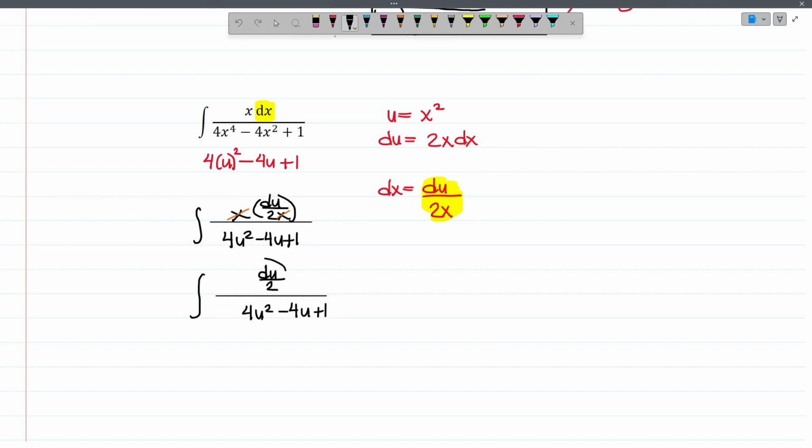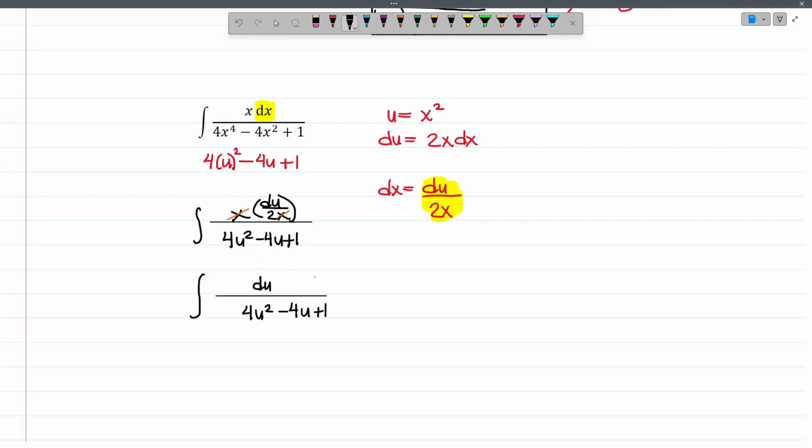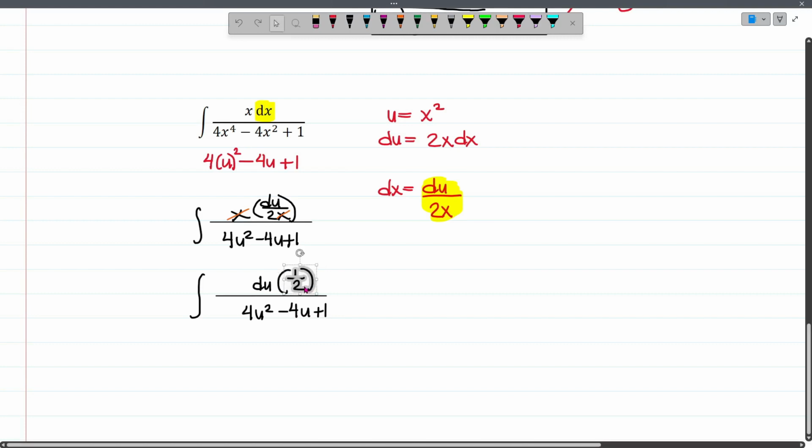Now, du over 2 is just equal to du times 1/2. And so let me just rewrite this one. This is du times 1/2. And then since this is just a constant term, I can just move that outside. And so let's just move this here. And then let's actually consider this expression.